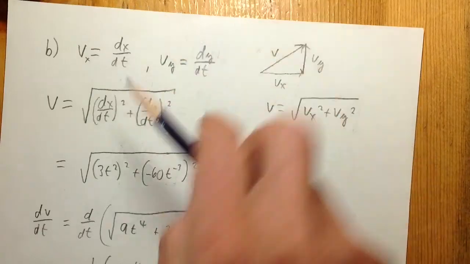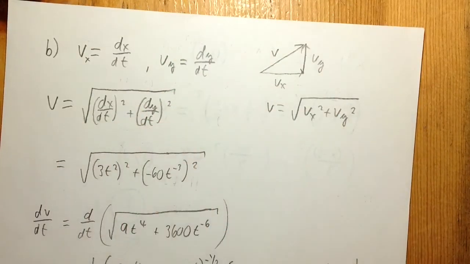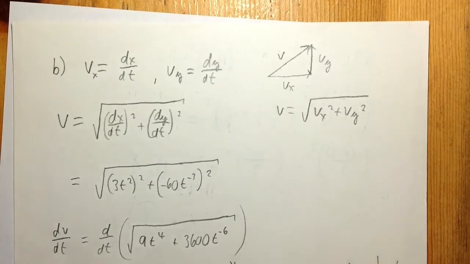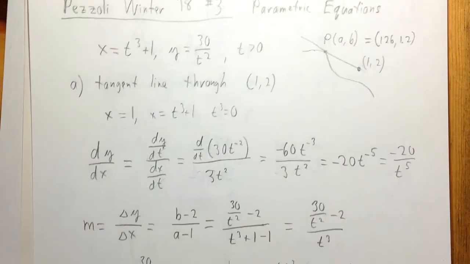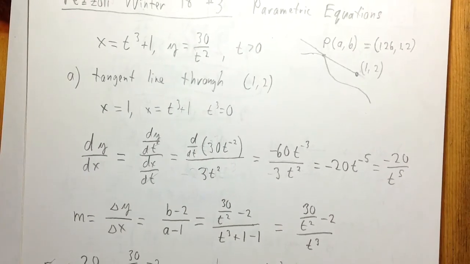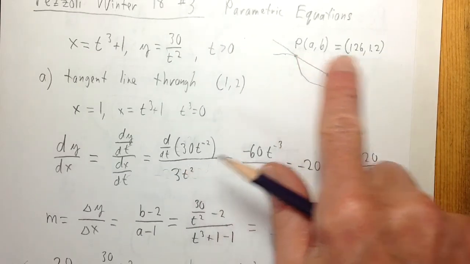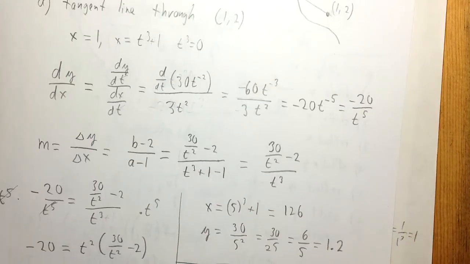Two major formulas again: dx/dt, dy/dt, and velocity is the square root of each one squared. And then the slope was this. And then just going through and doing the derivatives really carefully. Remember, there are always two ways to find the slope: from the definition, change in y over change in x, and from the derivative, set them equal, find the time, all that kind of stuff.